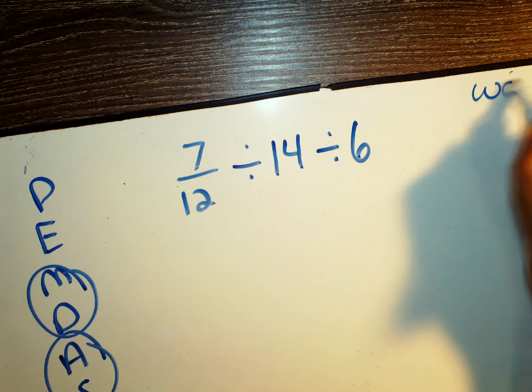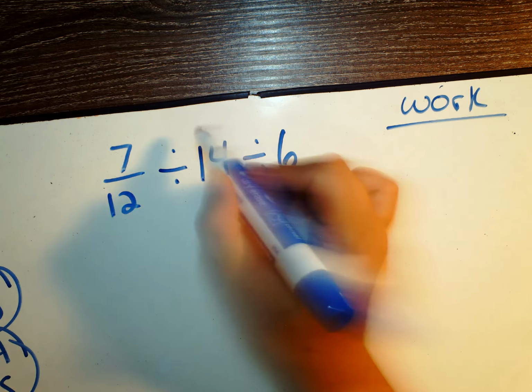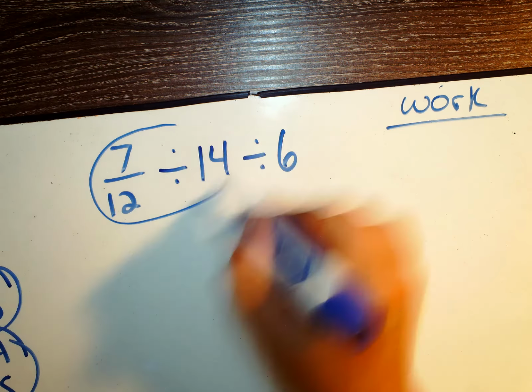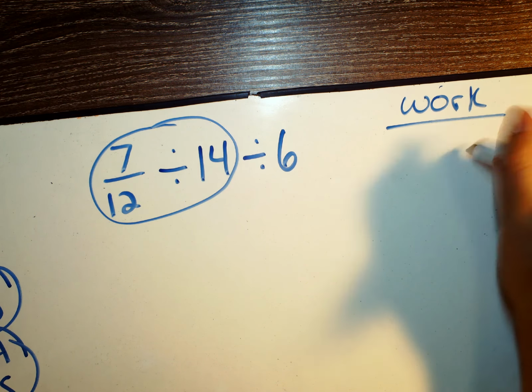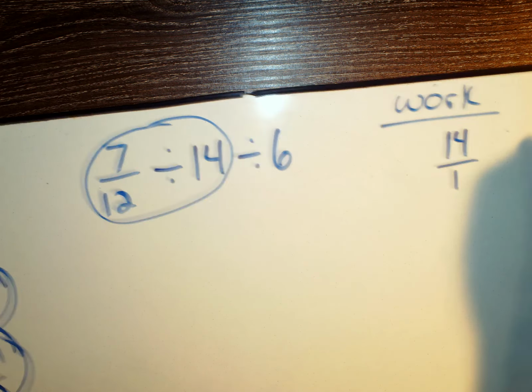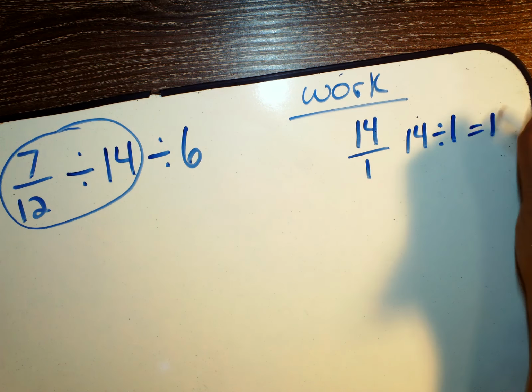So we're going to remember that we want to do our work on the side. So we have 7/12 divided by 14 divided by 6. We're going to do exactly what we normally do with order of operations. Remember, I can't highlight, so that's why I'm circling. So we're going to do 7/12 divided by 14. And what we love about that whole number 14 is that if we make it 14 over 1, it means the same thing as 14 divided by 1, and 14 divided by 1 is 14.